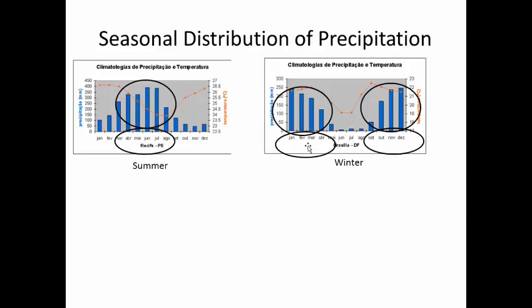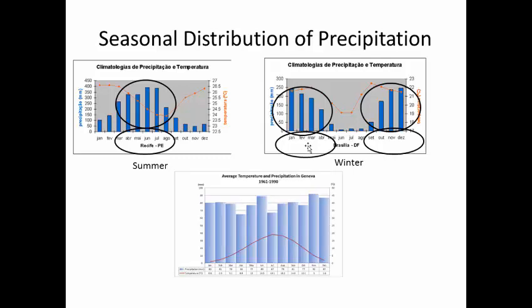Now, what happens when you get a graph that looks like this? When there is no distinct precipitation season, then we say the seasonal distribution is year-round.